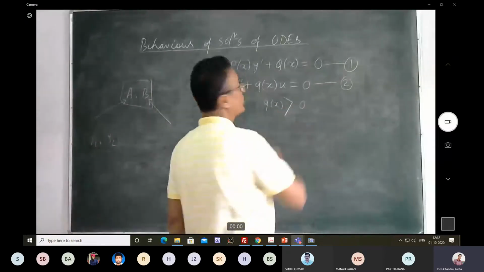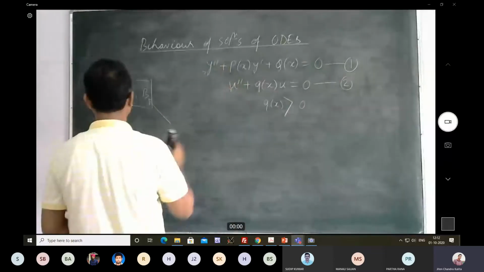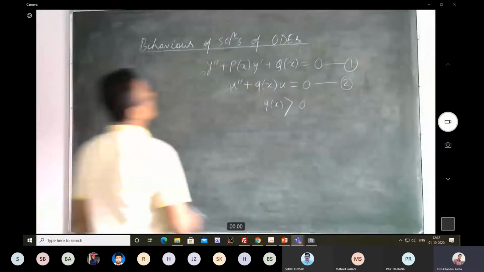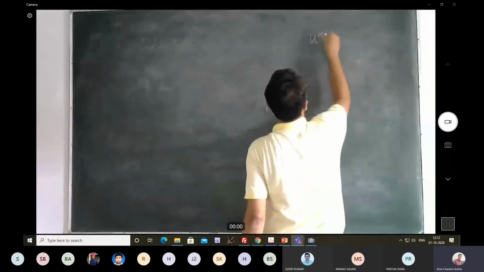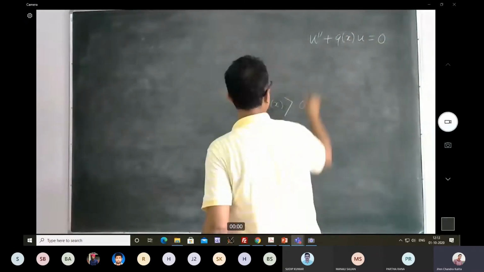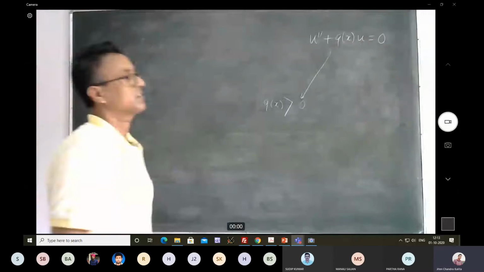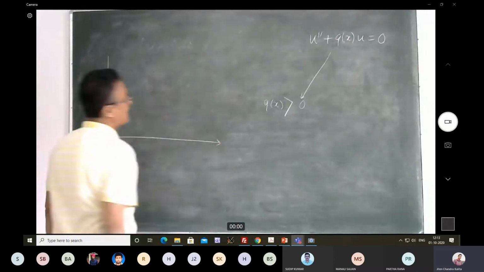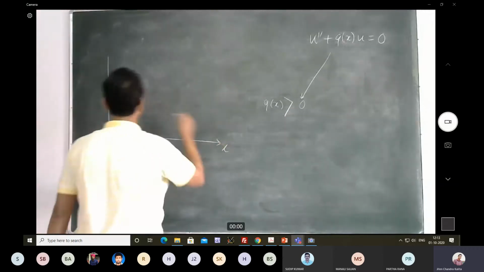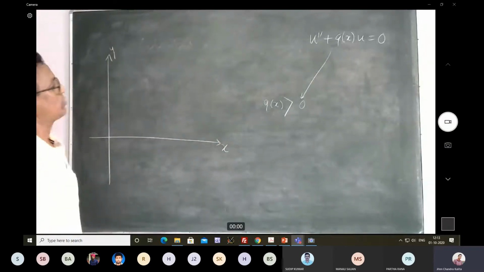So what we are going to do today, at the beginning, we are going to concentrate on the case where q(x) is greater than 0. So let us see what happens when q(x) is strictly greater than 0. So this is my equation: u'' + q(x)u = 0, where we have considered that q(x) is greater than 0. Suppose I am considering the solution curve in the xy plane.